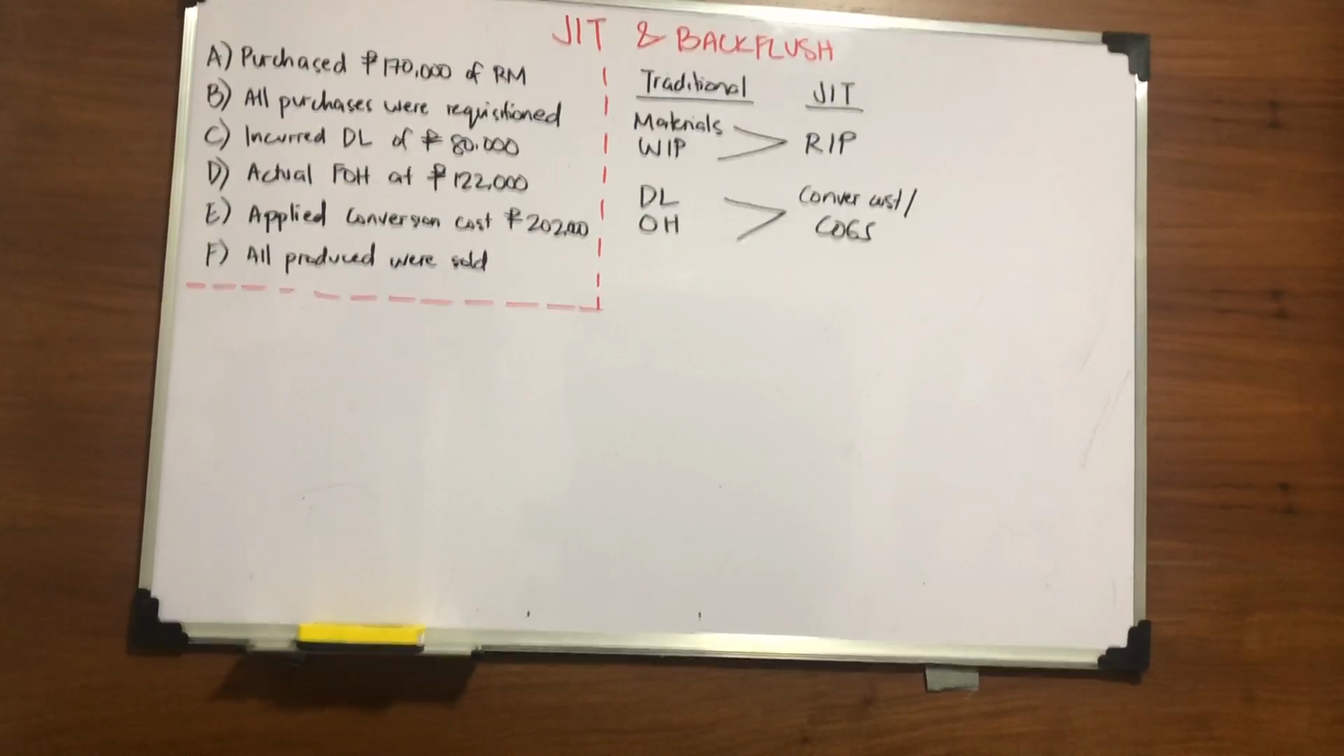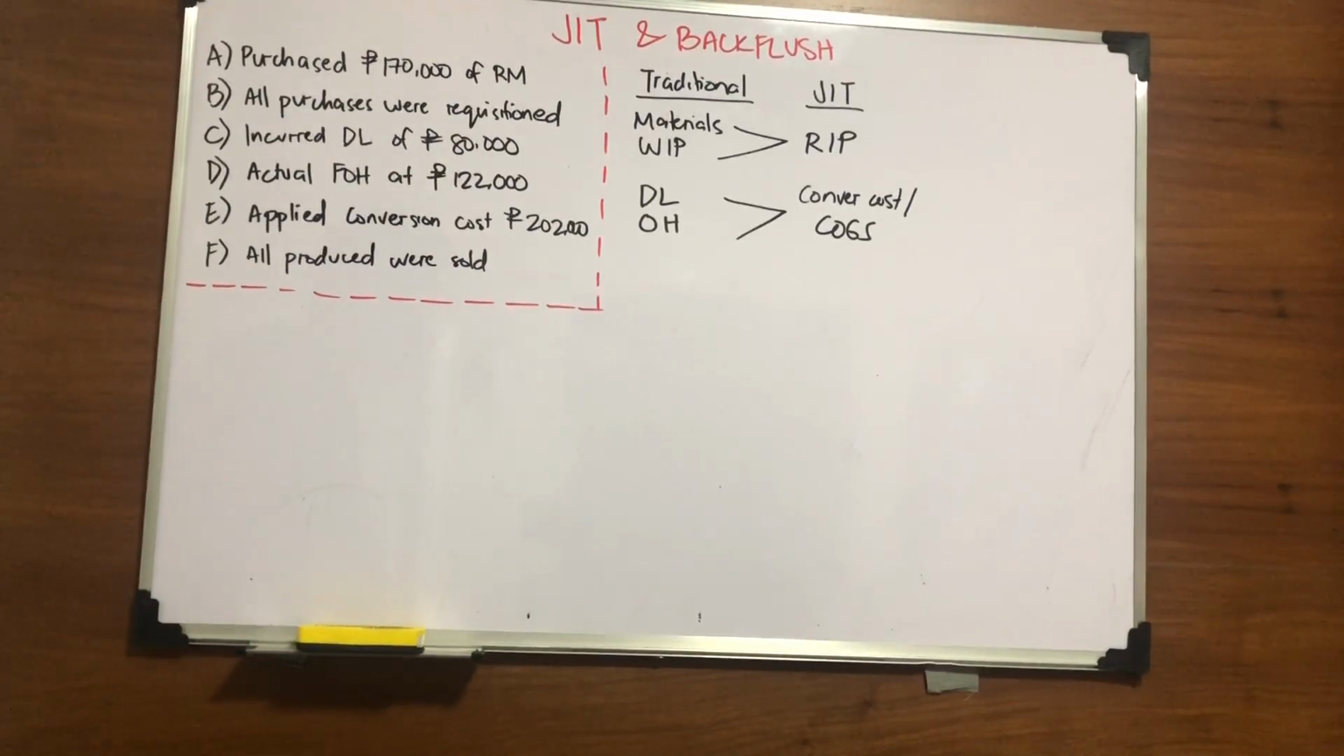So the key difference here again between the traditional costing and JIT costing is the elimination of the account titles. In traditional costing, we recognize materials and WIP, and we recognize DL and overhead. But in JIT, we just recognize two accounts. You recognize your raw and in-process account, as well as your conversion cost, or you can go straight directly to cost of goods sold account. So let's answer this now.